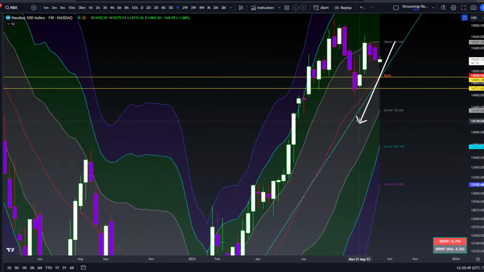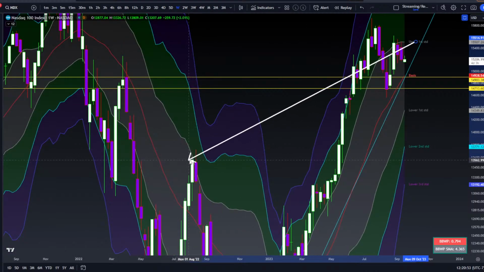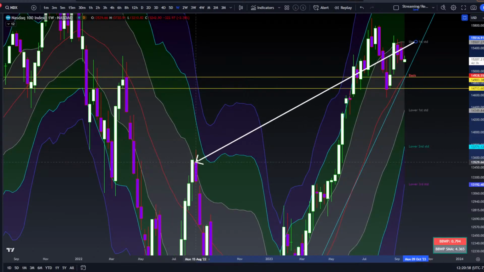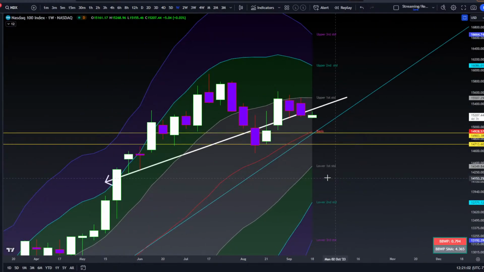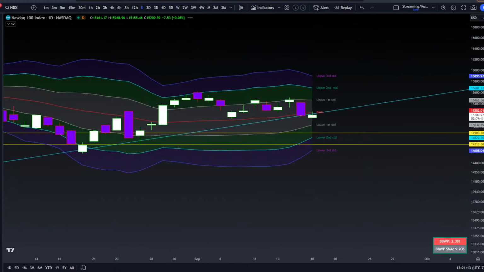And realistically, the next big area is going to be this wick high at around 13,700 to the closes at 13,500 to 600. To the upside, like I said, 15,500, and I do think things start looking a little better for the bulls in NASDAQ. So let's go ahead and take a look at SPY.